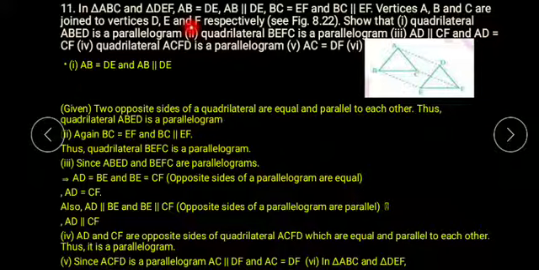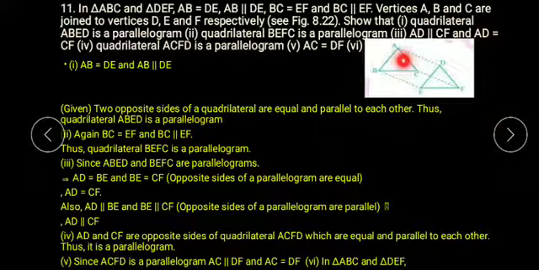Now it is already given to us AB is equal to DE and AB is parallel to DE. So as you can see in the diagram, AB is equal to DE as well as AB is parallel to DE. So two opposite sides of a quadrilateral are equal and parallel to each other. See, in this quadrilateral ABED, AB is equal to DE as well as parallel. So if two opposite sides of a quadrilateral are equal and parallel, it means that quadrilateral is a parallelogram.